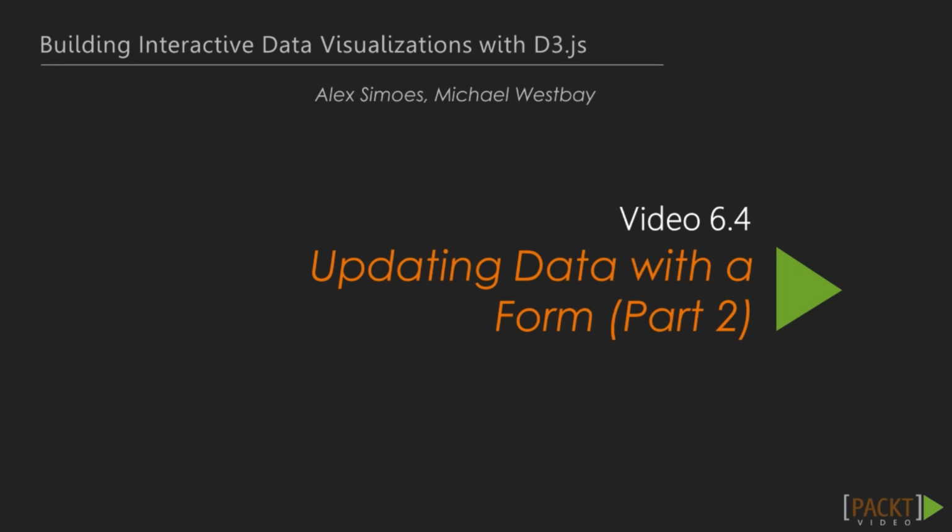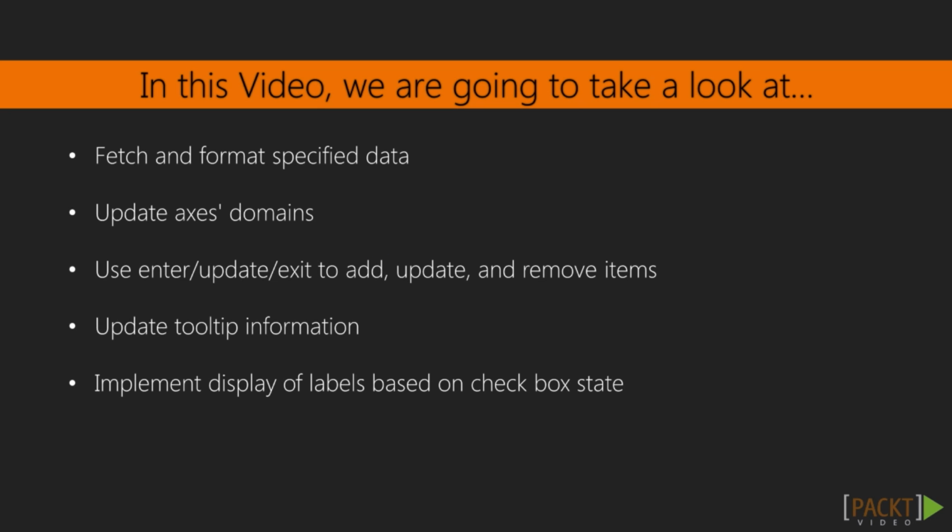In this final video of the section, we'll complete our user updated scatterplot. In the previous video, we refactored our code so that we could begin reinserting chunks in a more modular manner to allow for updating without a page refresh. In this video, we'll be coding the placeholders that we left as comments in the last video.